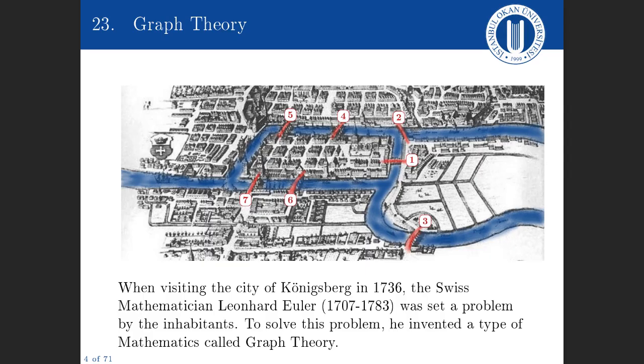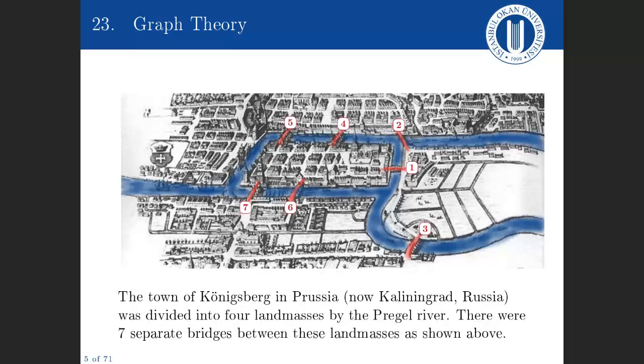For example, when he was visiting the city of Königsberg in 1736, the Swiss mathematician Euler was set a problem by the locals. And to solve this problem, he invented a type of mathematics which we now call graph theory. This city, Königsberg, which is now called Kaliningrad, was divided into 4 landmasses by a river. There were 7 bridges across the river joining these landmasses together, as shown in this picture.